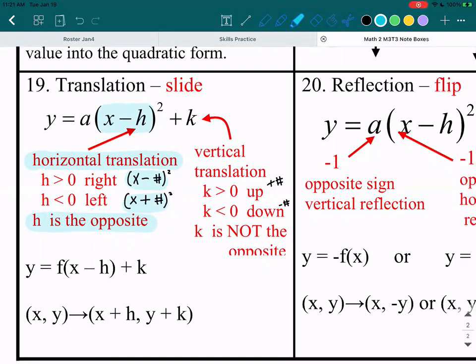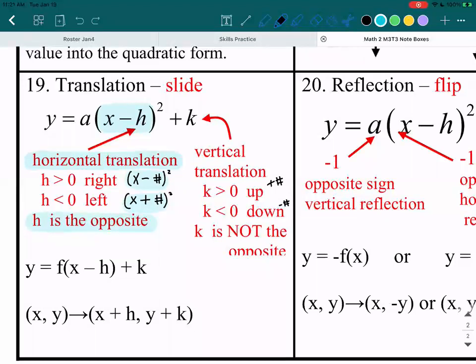And I encourage you to write that down. I know this part isn't on your notes, but I think that will help you. So that's why I wrote it there. Okay, so that's horizontal. That means you're moving left and right.